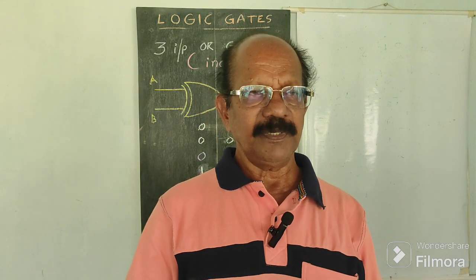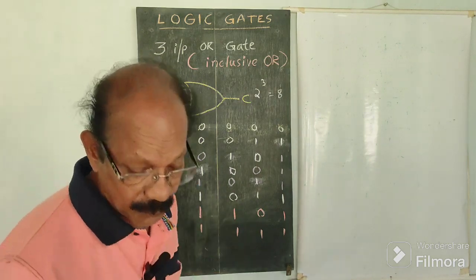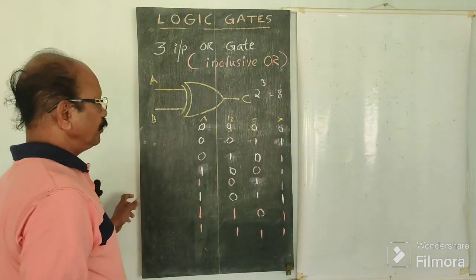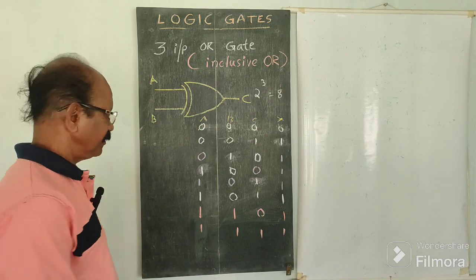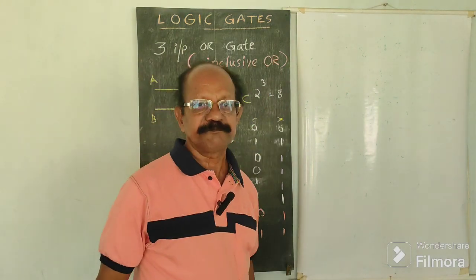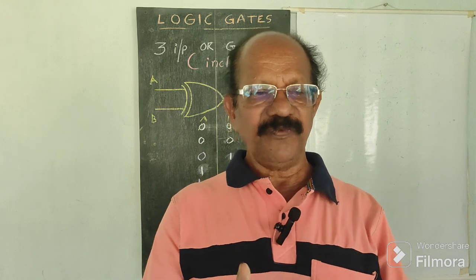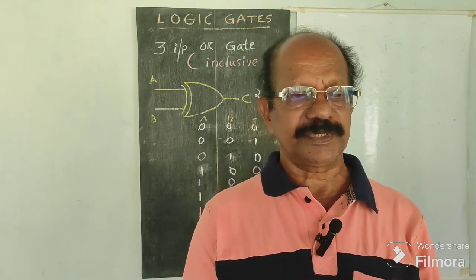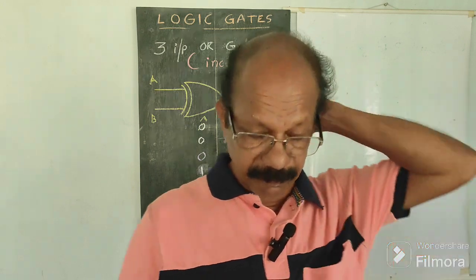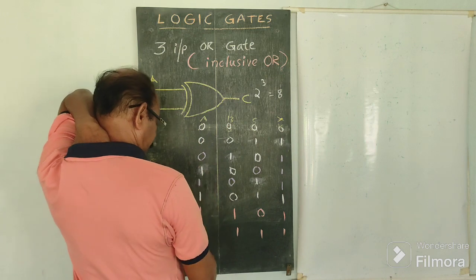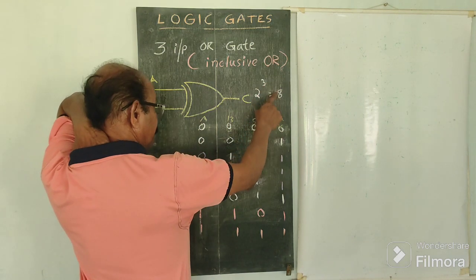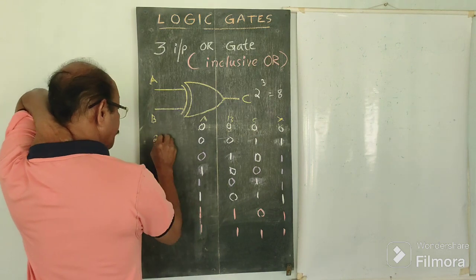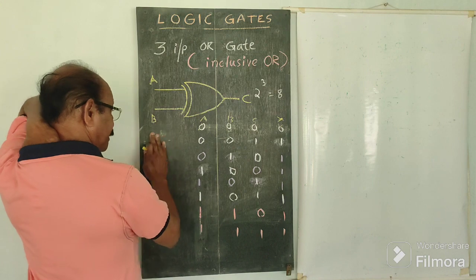The number of rows in the table is 2 raised to 3, with columns A, B, C, X. Counting 1, 2, 3, 4, 5, 6, 7, 8, 2 raised to 3 is equal to 8. This is a very important point: there are 8 ways of combining the 3 inputs. In general, the number of horizontal rows is 2 raised to n, where n is the number of inputs. That is the meaning of that definition.